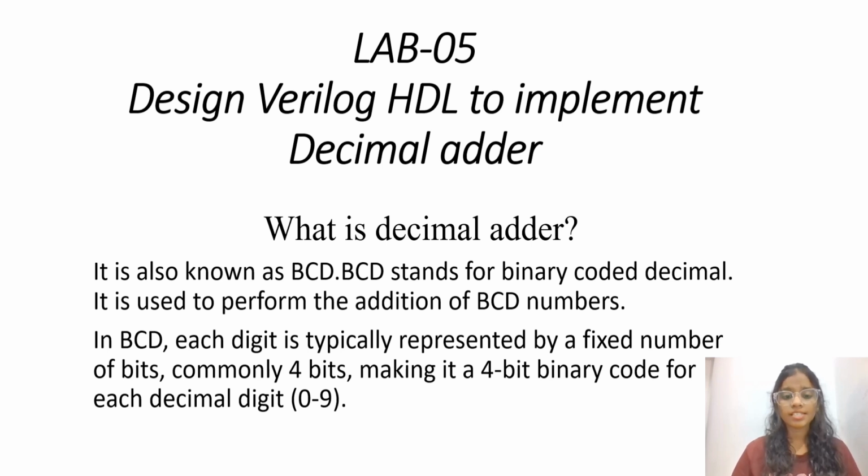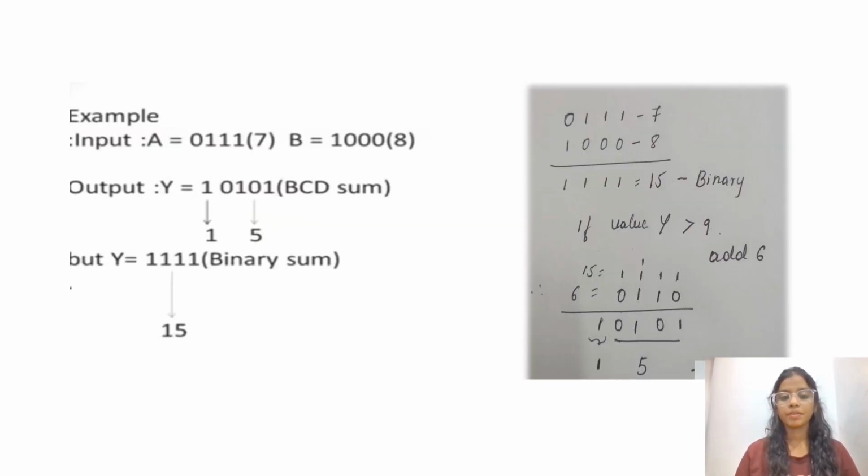In BCD, each digit is typically represented by a fixed number of bits, commonly 4 bits, making it a 4-bit binary code for each decimal digit. The minimum value of BCD is 0 and the maximum value is 9. Here is a simple example for BCD.